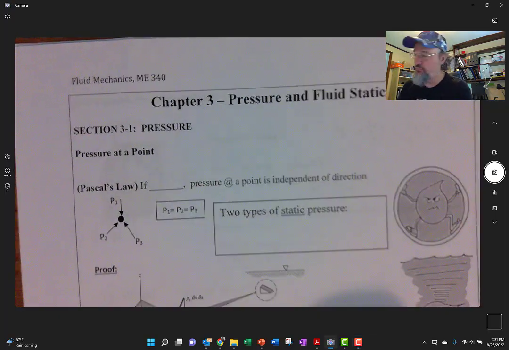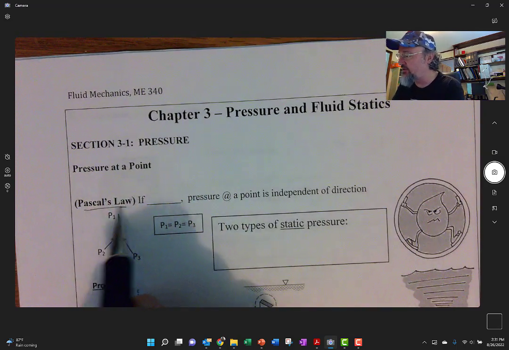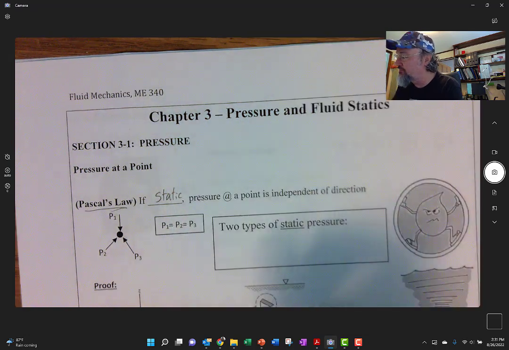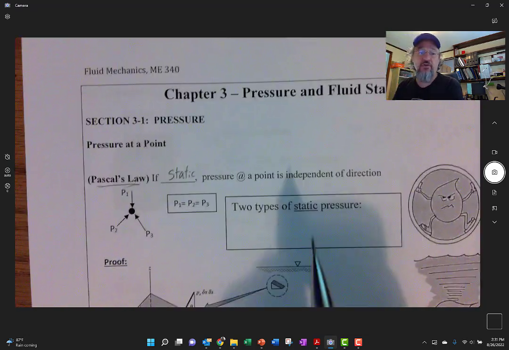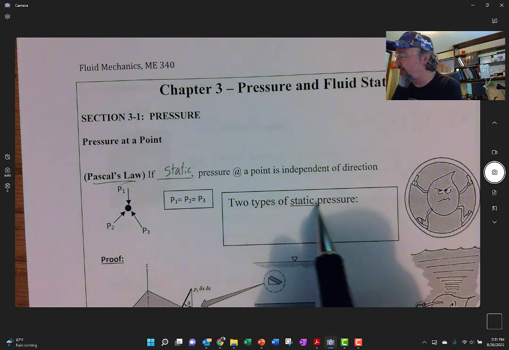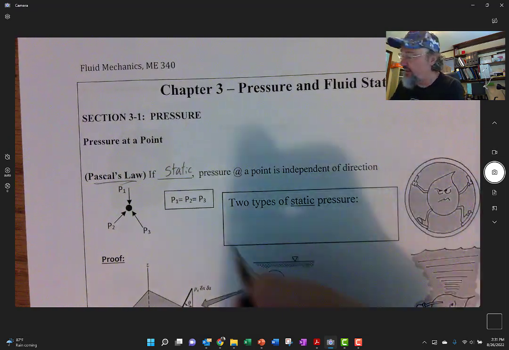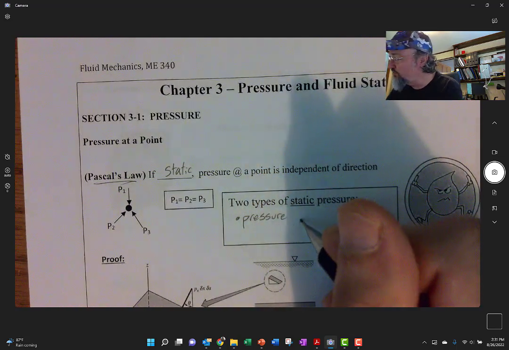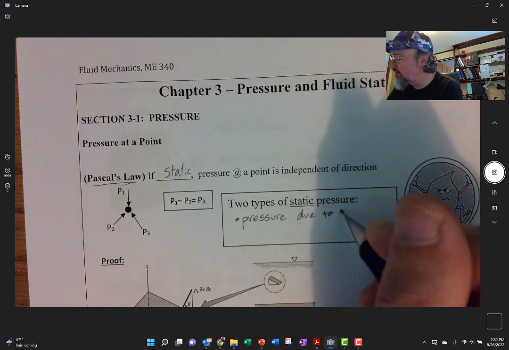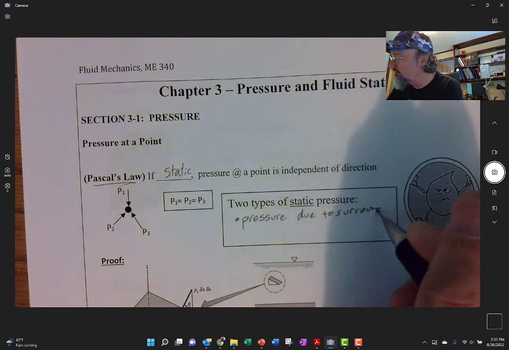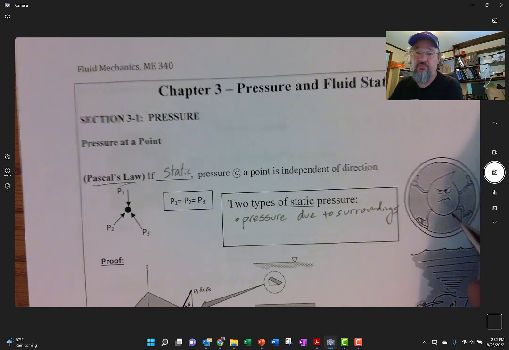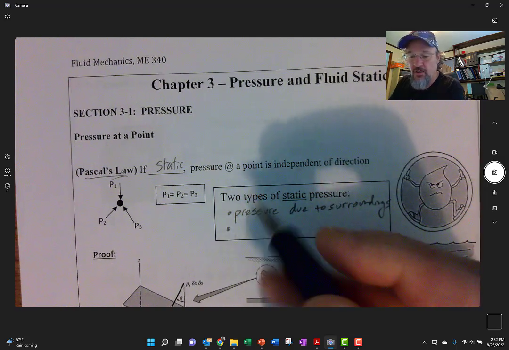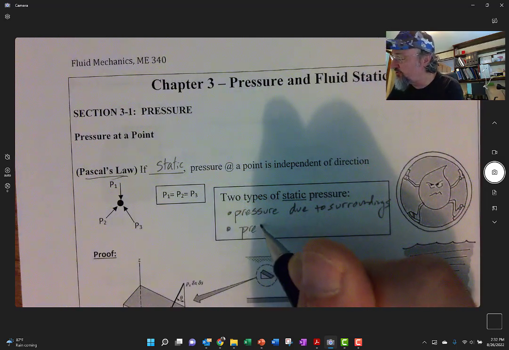Okay, so pressure is the same in every direction. That's Pascal's law. That's if we're static, right? So static pressure at a point is independent of the direction. And as we said, there's two types of static pressure. There's the kind that's pressure due to being constrained, or due to surroundings. So we're like inside a pipe, right? So it's constrained inside a pipe, and therefore we can have pressure coming in. And then we also have pressure due to depth.